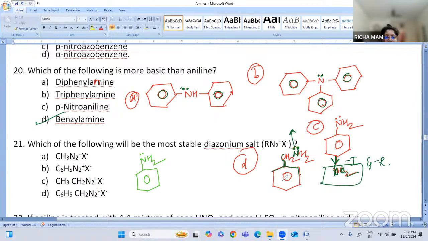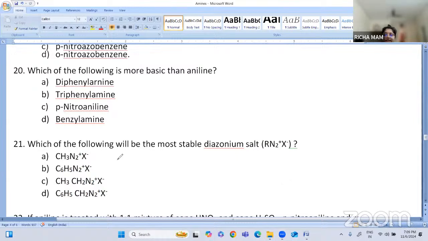So in benzylamine, you can see nitrogen is not directly attached to benzene, so it won't undergo conjugation, and electrons are freely available for donation. So option number D is the answer. I hope you have understood.